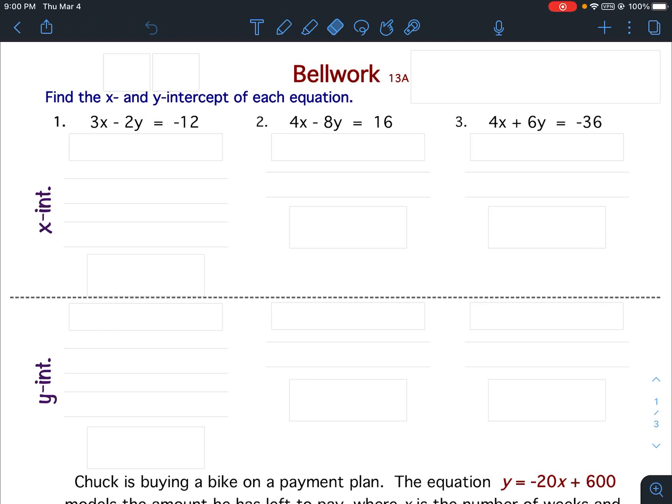Bellwork 13a. For questions 1 through 3, we are to find the X and Y intercept. Well, in the last lesson, we learned about X-Intercepts. We already knew about Y-Intercepts, but in the last lesson, we learned about X-Intercepts.